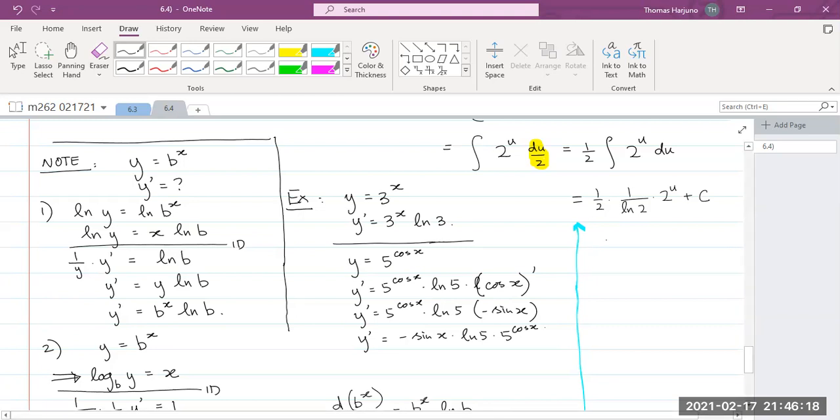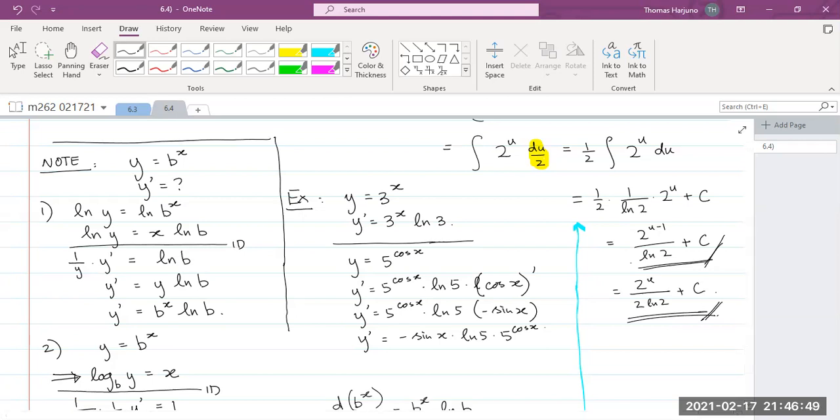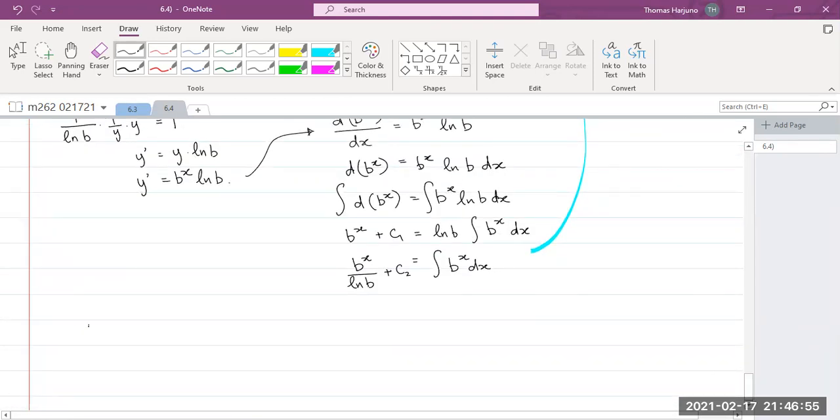Which if we simplify will give us 2 to the u over ln 2 plus constant. Or you can also say 2 to the u over 2 ln 2 plus constant. That's also good. Either one is okay. Let's apply this one more to the previous question number 81. And then after this, I want to show you something very interesting.